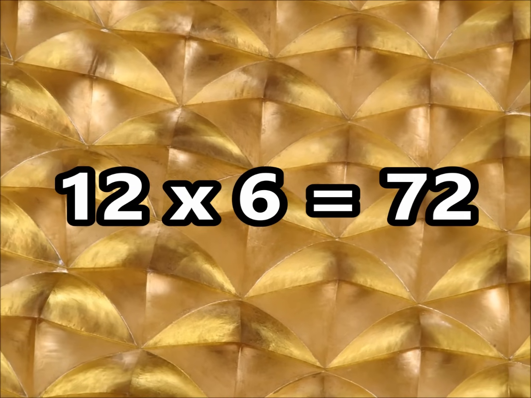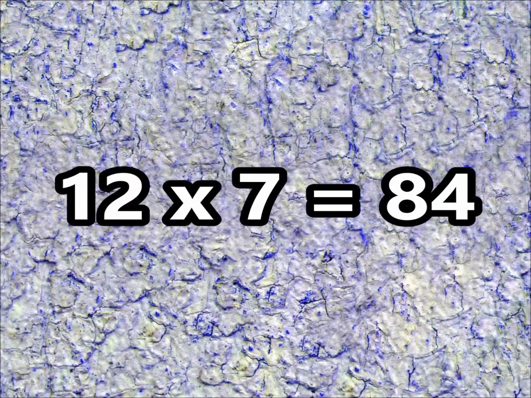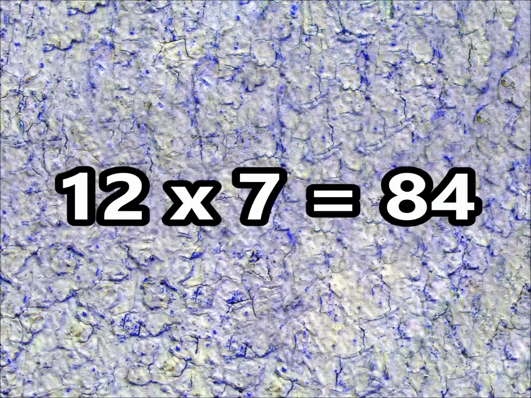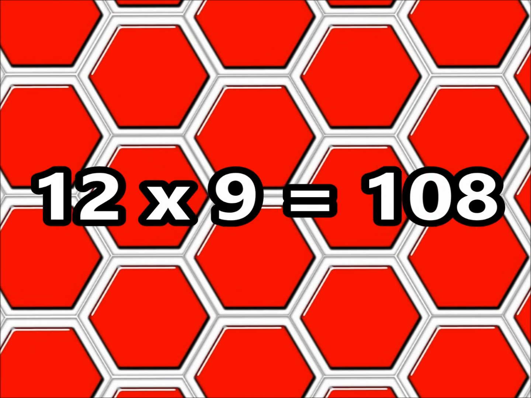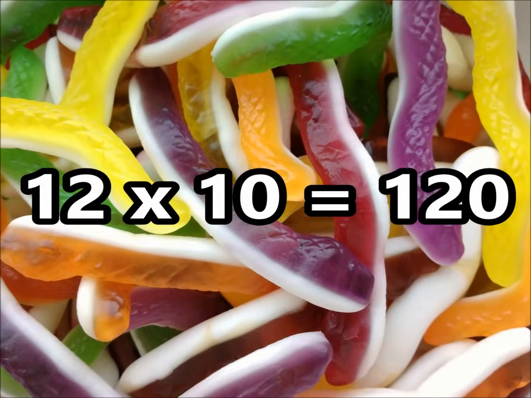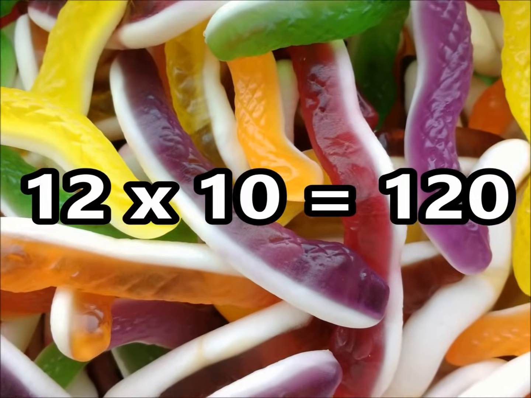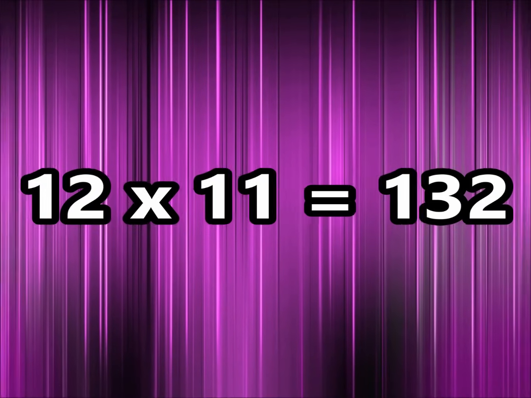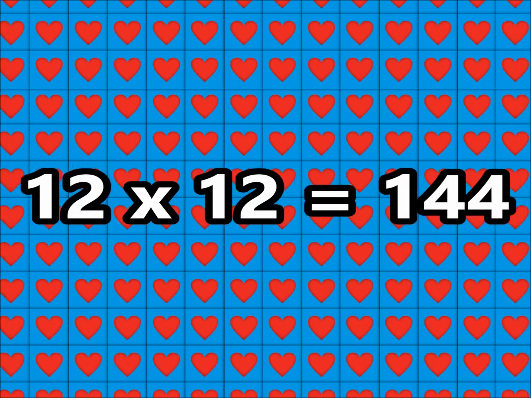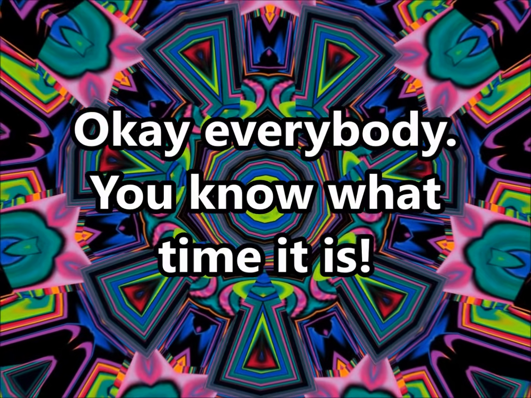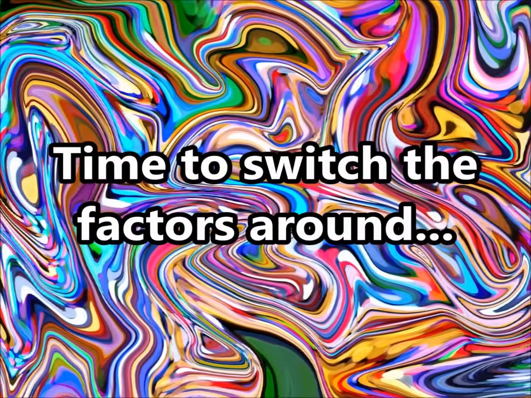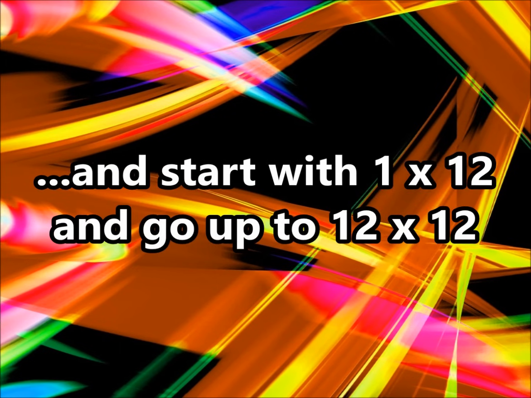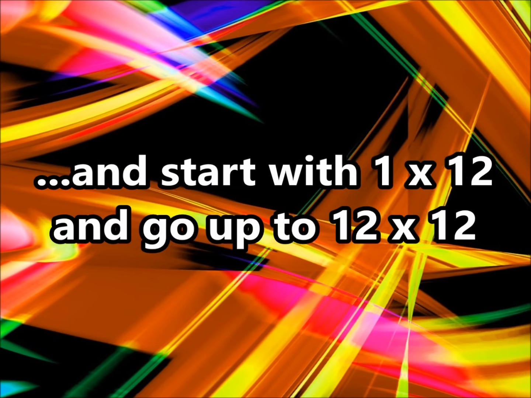12 times 7 is 84. 12 times 8 is 96. 12 times 9 is 108. 12 times 10 is 120. 12 times 11 is 132. 12 times 12 is 144. Okay, everybody, you know what time it is. Time to switch the factors around and start with 1 times 12 and go up to 12 times 12.